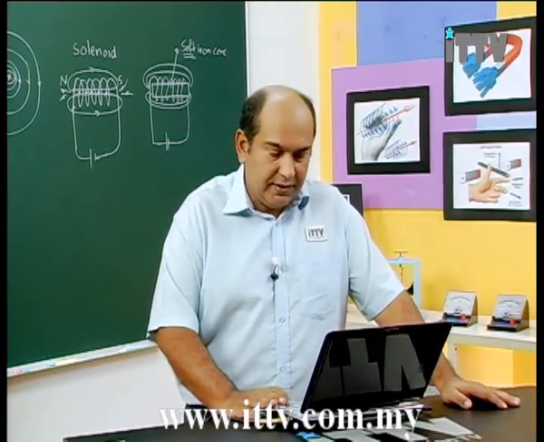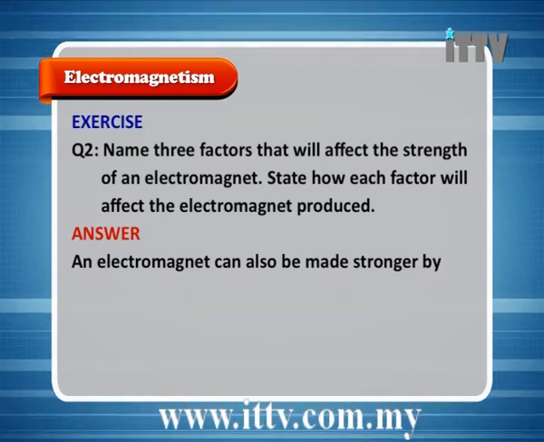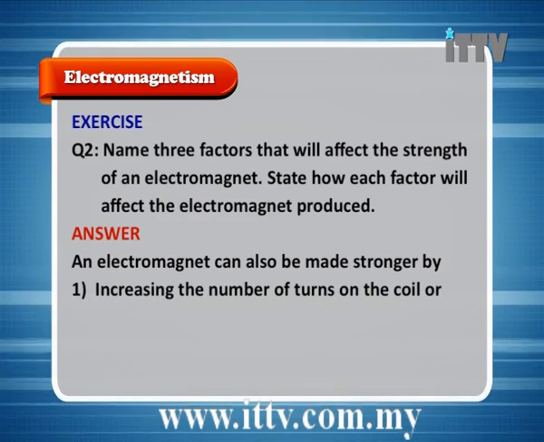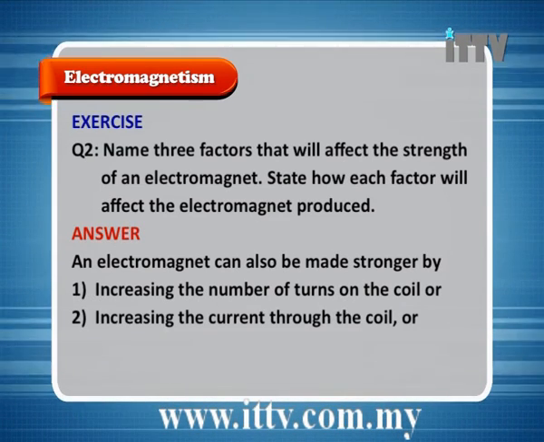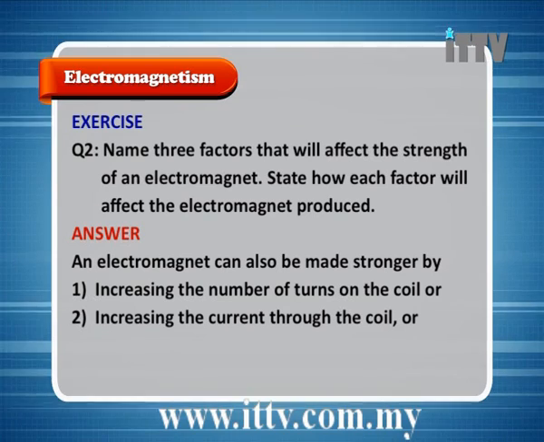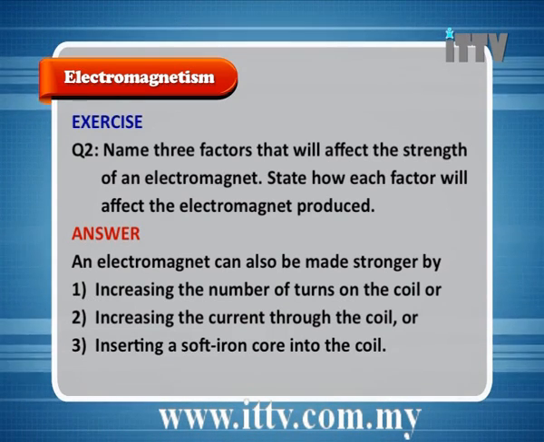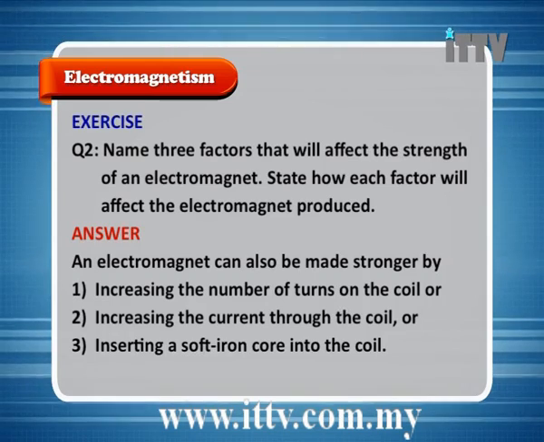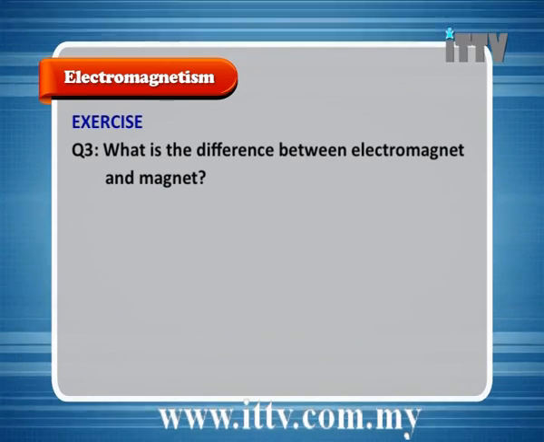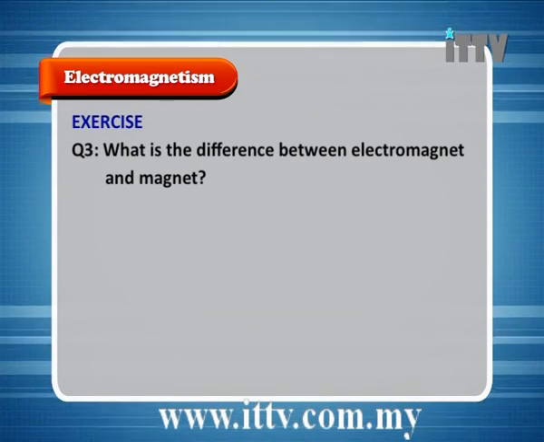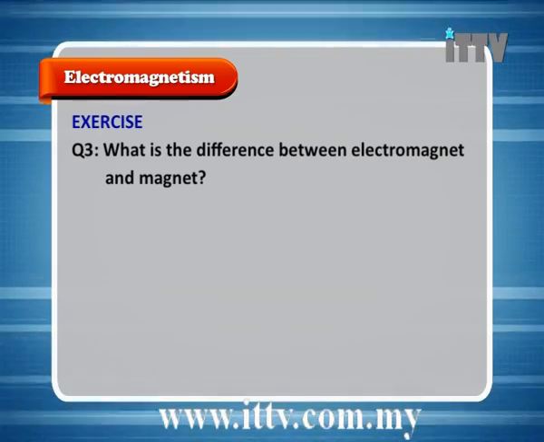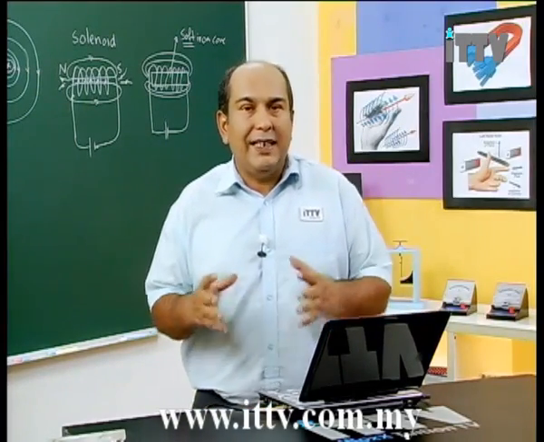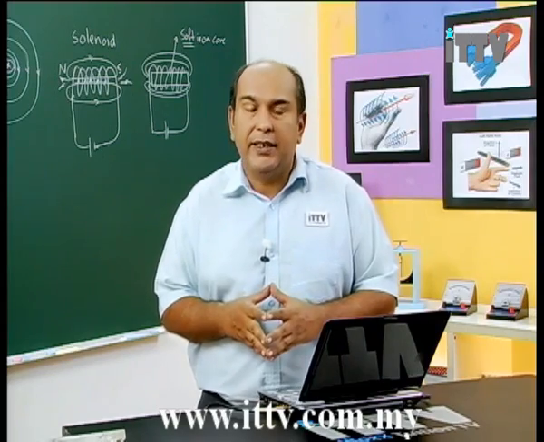Let's compare answers. Answer: an electromagnet can be made stronger by increasing the number of turns on the coil, or increasing the current through the coil, or inserting a soft iron core into the coil. Let's try one last question. What is the difference between electromagnet and magnet? So what is the difference between a magnet and an electromagnet?